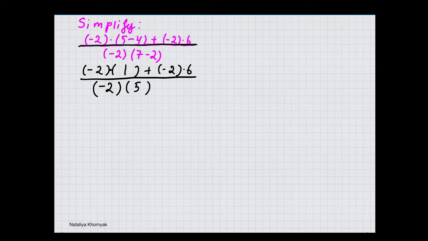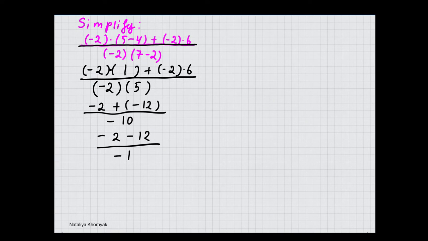So we have multiplication of negative 2 and 1. So the product is negative 2 plus the product of negative 2 and 6 will give us negative 12 out of negative 2 times 5. We have negative 10. Now we have negative 2. Positive times negative, we have negative 12 out of negative 10.